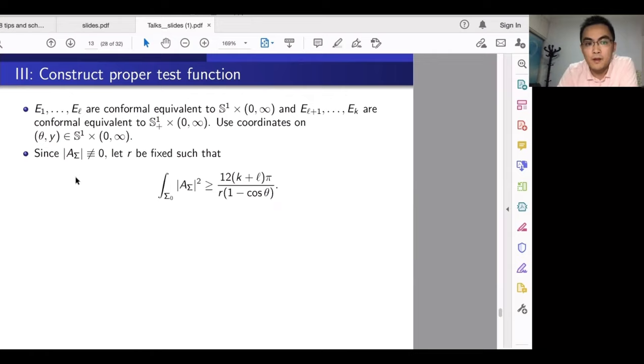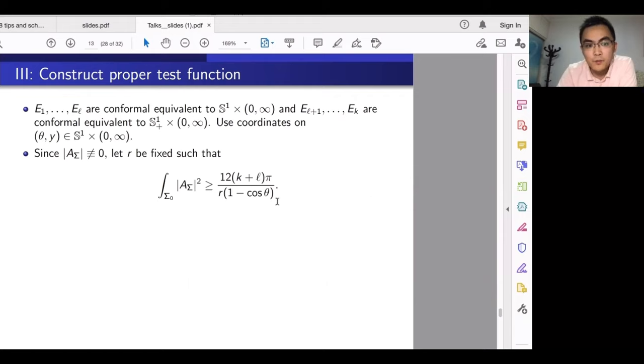Since we assume the surface is non-flat, the second fundamental form doesn't vanish identically. Then the integration of A squared over sigma naught is a fixed non-zero constant. And then we can choose r such that the following inequality holds. That's always doable. Let me remind you, L is the number of interior ends, and K is the number of all ends.